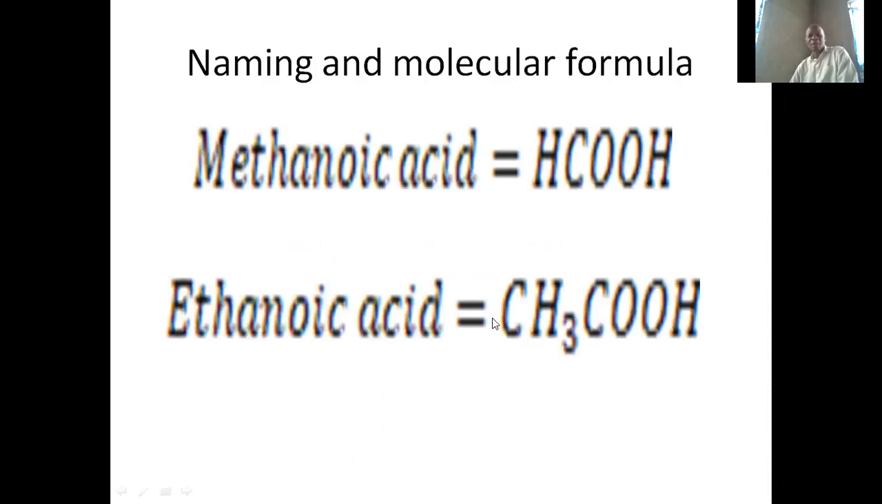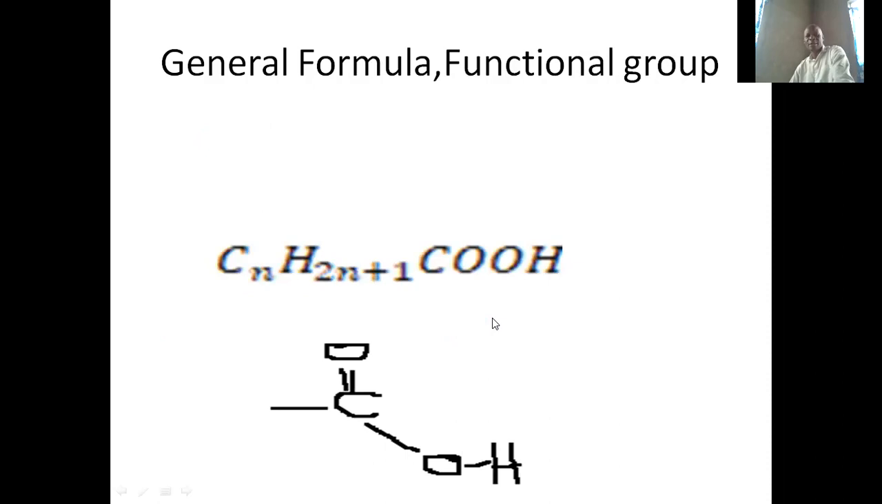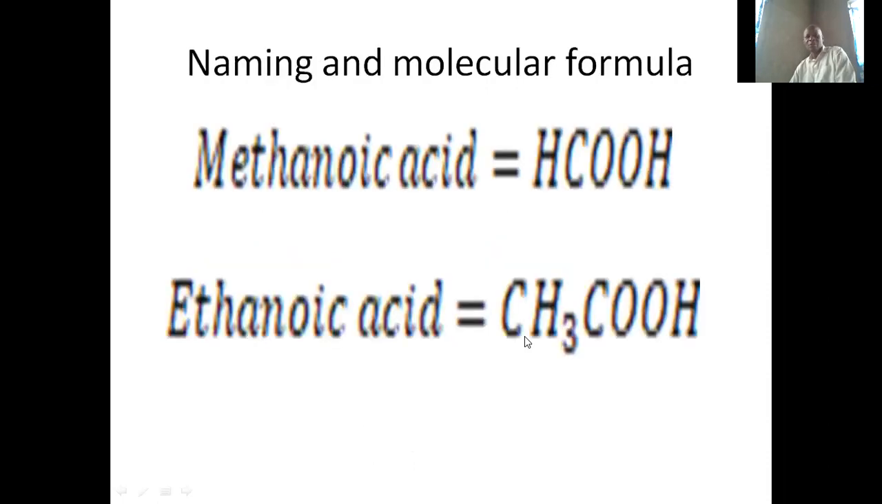For ethanoic acid, it means that you start with 1. So we're going to have 1 there, meaning that there will be 2 carbon atoms with this one. Then H, 2 times 1, which is 2, plus 1, which is 3. So we're going to have 3 hydrogen atoms here and the carboxyl group.